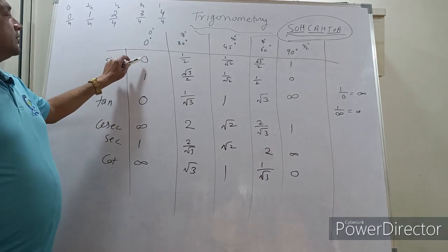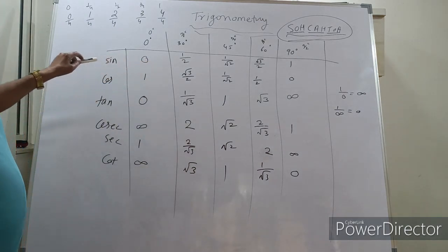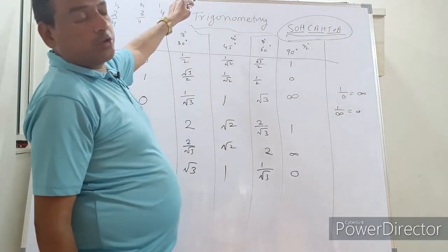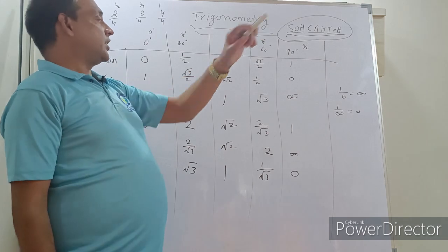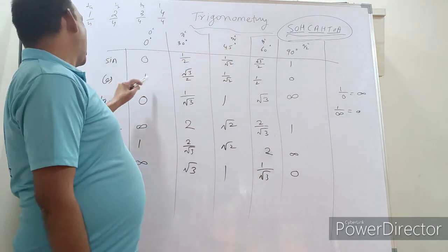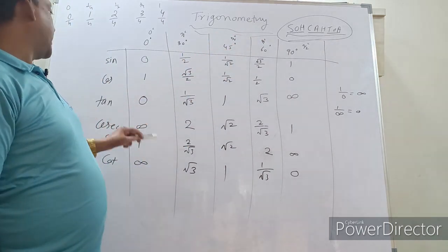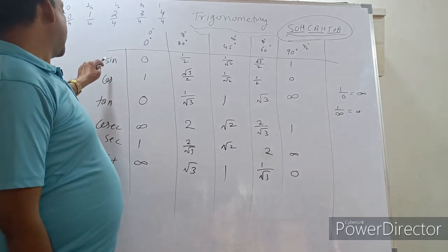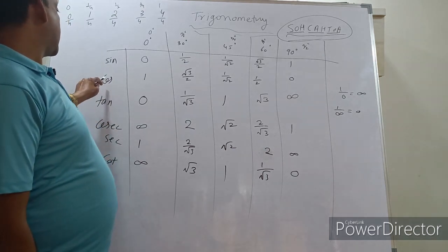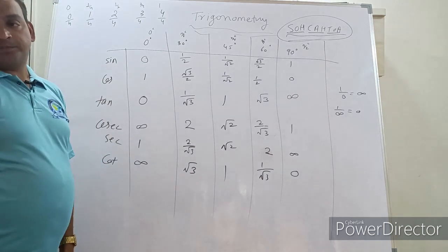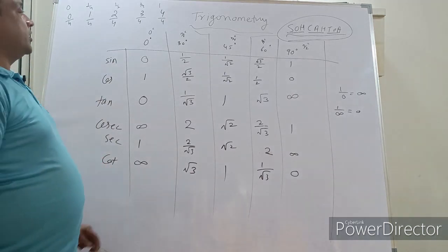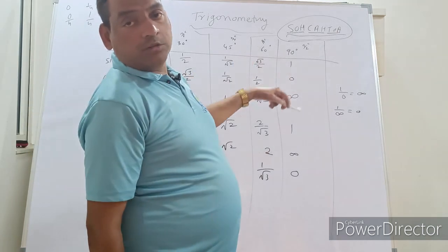It is simple. What you have to do here: for the values of sine, you take 0, 1, 2, 3, 4, divide by 4, simplify, take the square root, and write down the sine values. The reverse of sine is the cos, then sine upon cos gives the tan, then 1 upon sine gives the cosec, the reciprocal of cos gives the sec, and the reciprocal of tan gives the cot.